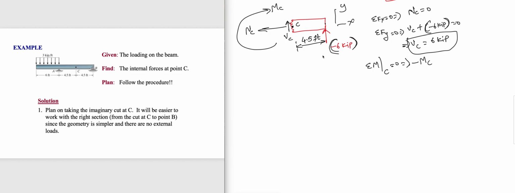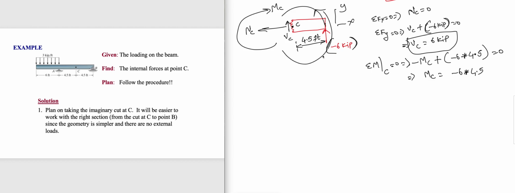Then what else is present? Then this minus 6 times 4.5, and how is this? It is counterclockwise, isn't it? It is counterclockwise with respect to C. So I'm going to write positive. The force, which is minus 6 times the distance, 4.5, equals 0. That implies, what is MC? Minus 6 times 4.5.